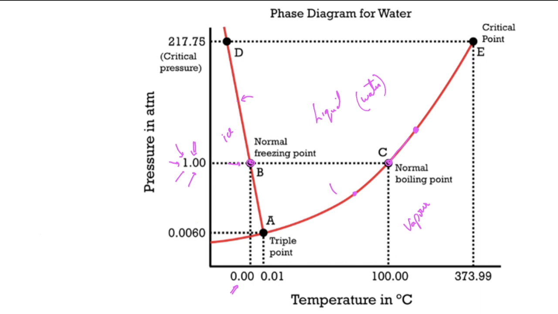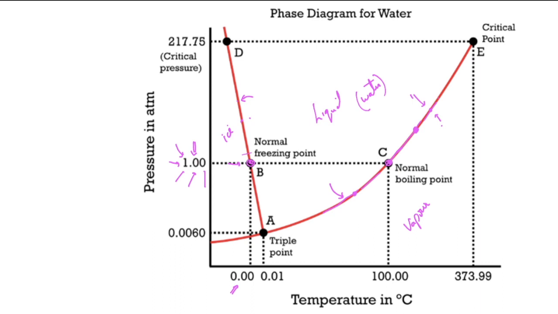You see this red line here? All along this line, water is boiling, right? If you are here, that means boiling. Boiling means water and vapor are coexisting, right? When they are coexisting, we call it boiling. When ice and water are coexisting, we call it freezing. Normal freezing point and normal boiling point are at 1 atmosphere pressure. I think this is clear.